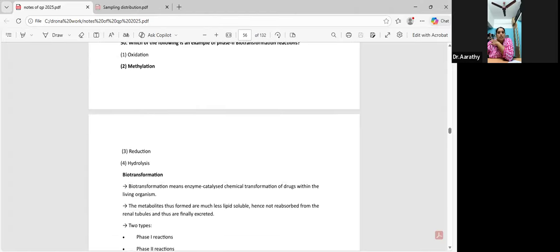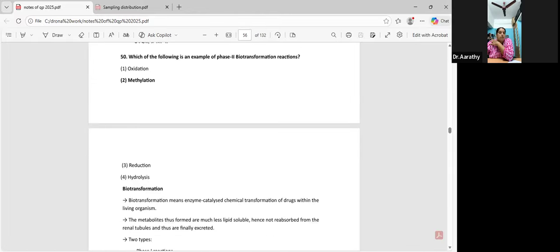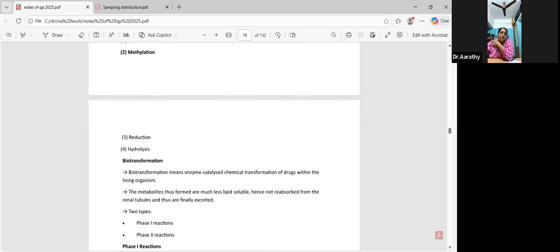Okay. So the first question here is, which of the following is an example of phase 2 biotransformation reaction? Phase 1 has oxidation, reduction, and hydrolysis. So methylation comes under phase 2.